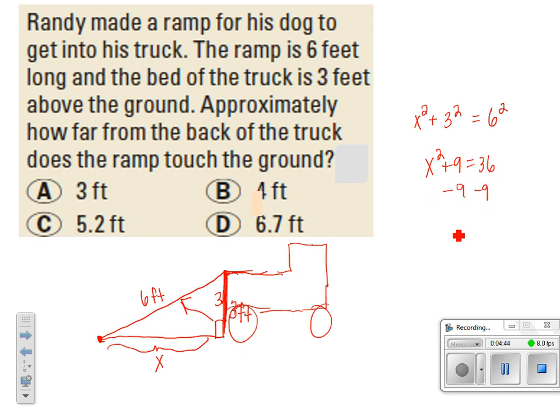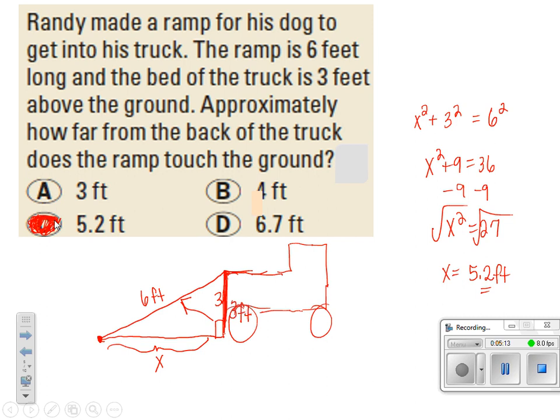So we'd have x squared plus 9 equals 36. Subtract 9 from both sides, we get x squared equals 27. Square root both sides. Again, we can't have a negative side length, so the square root of 27 is 5.2 feet if I round to the nearest tenth. And so the answer would be C. This is actually a practice ACT question that I took off of the website.